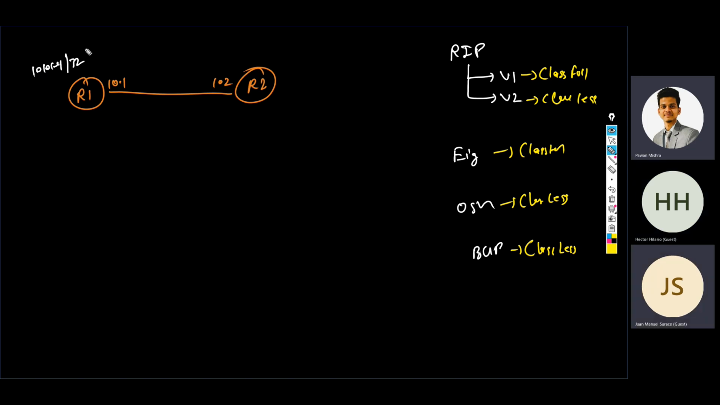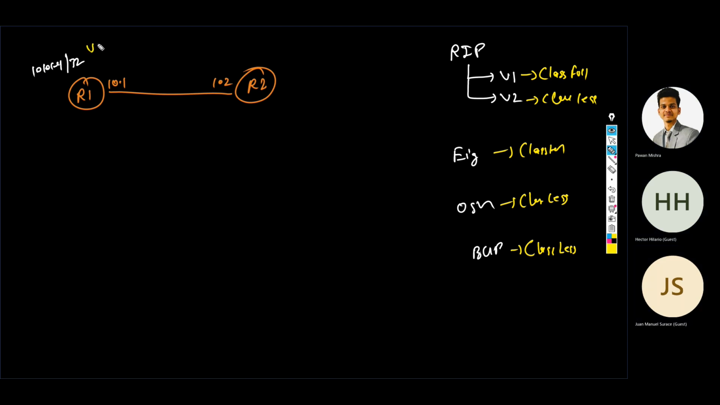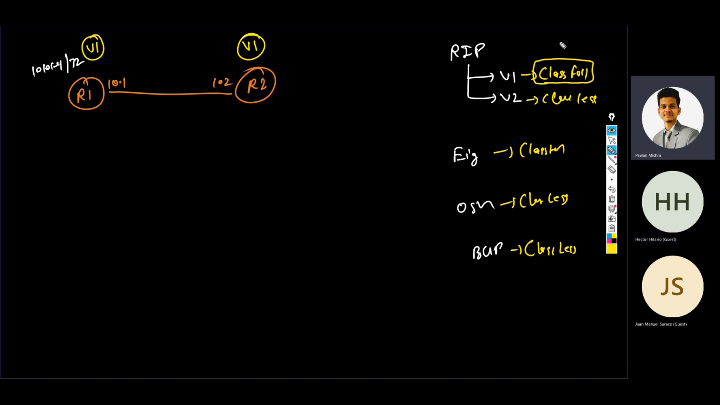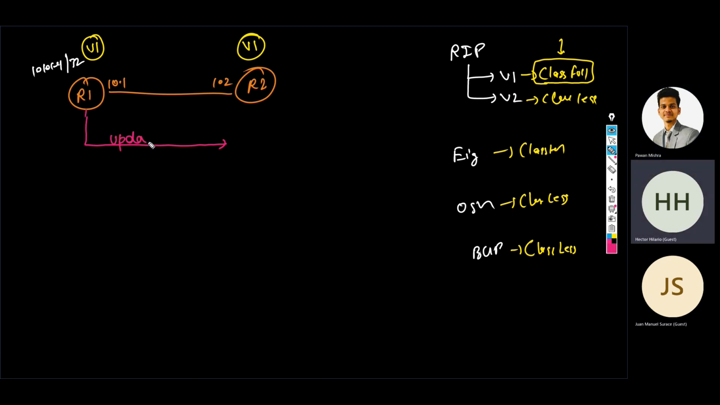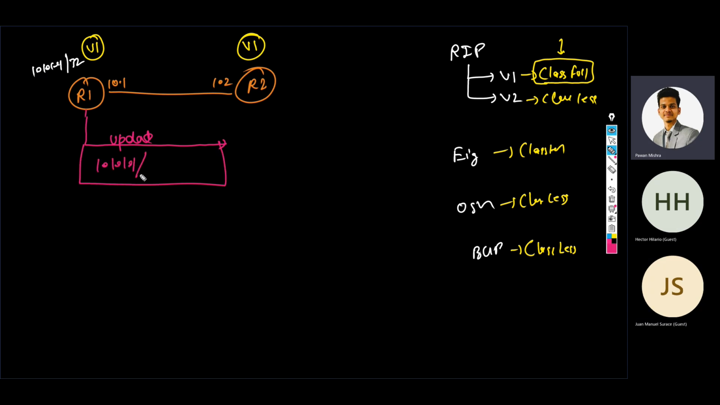Now let's say on R1 I enable RIP version 1, and on R2 I also enable RIP version 1. RIP version 1 is a classful routing protocol, right? So when I enable any classful routing protocol, those protocols will send updates, and inside the update they will share 1.1.1.1. They don't share any subnet mask. It means they don't share this /32, correct?